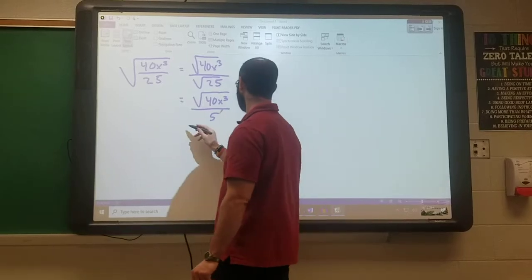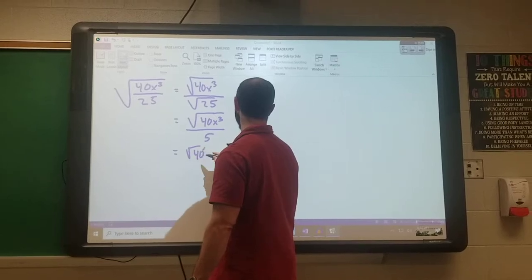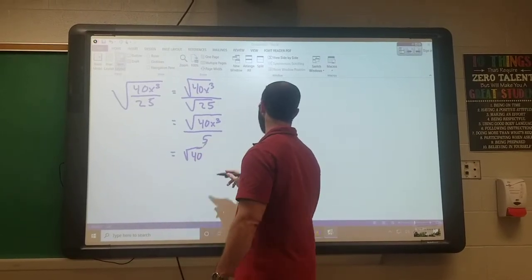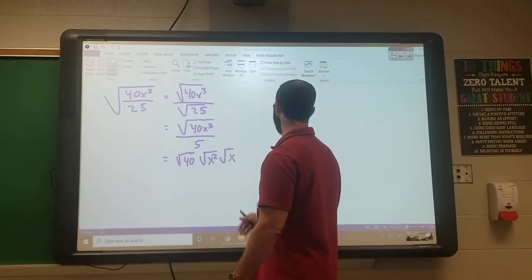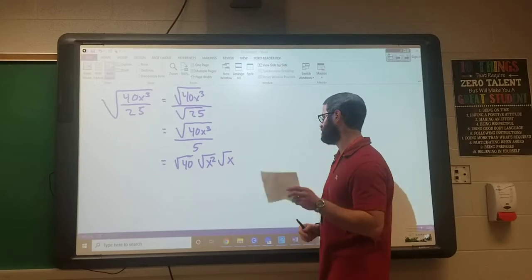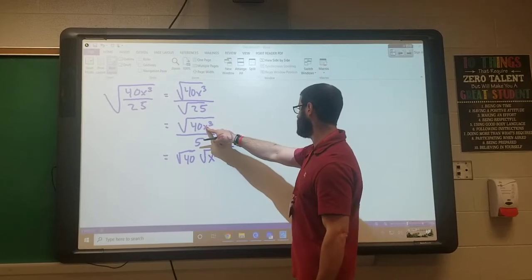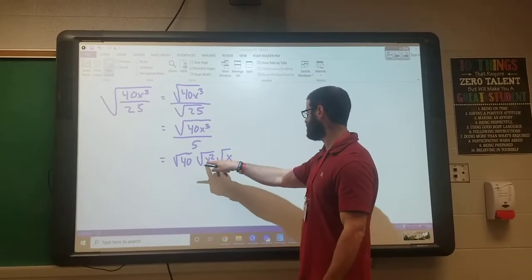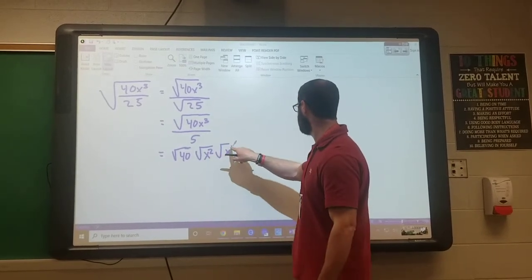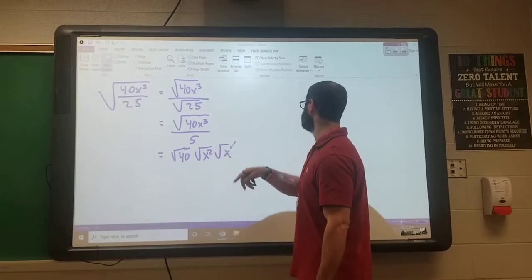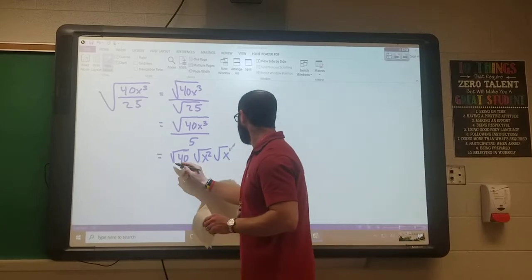Then what I want to do is rewrite the numerator, so it's square root of 40, and x to the third, what I want to do is separate that into square root of x squared and square root of x, because as you had seen in the last part of the section, x squared times x is equivalent to x to the third. When we multiply square roots, we multiply what's inside. Remember our laws of exponents, x squared times x to the first, 2 plus 1, so that gives us 3. We can separate it out, okay?